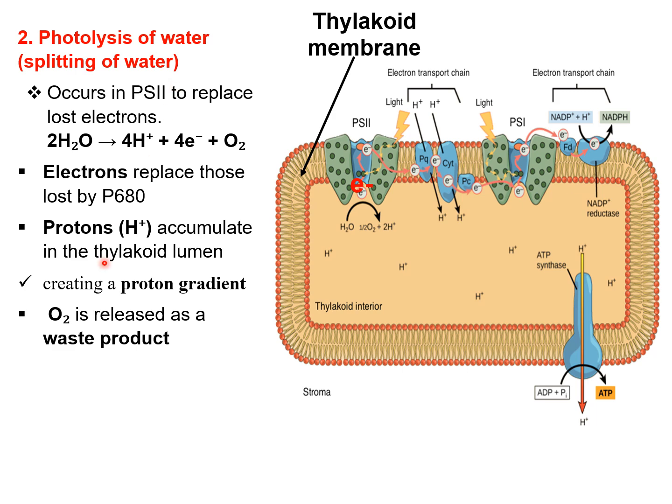And when the water molecule splits, protons accumulate in the thylakoid lumen. Here is the hydrogen ion released from the splitting of water, and hydrogen ion accumulates in this thylakoid lumen. This accumulation of hydrogen ion creates a proton gradient. Then from the photolysis of water, oxygen is released as a byproduct.